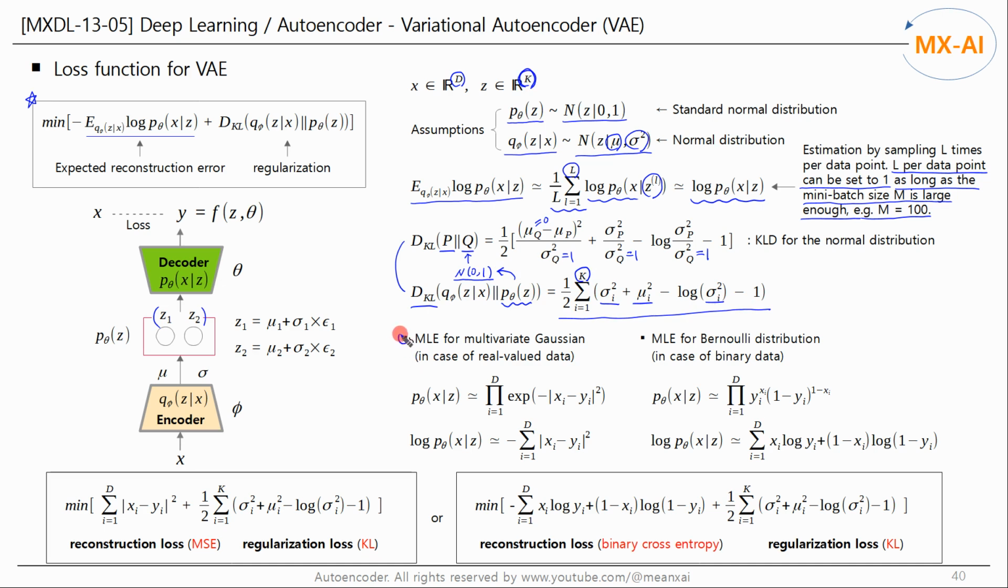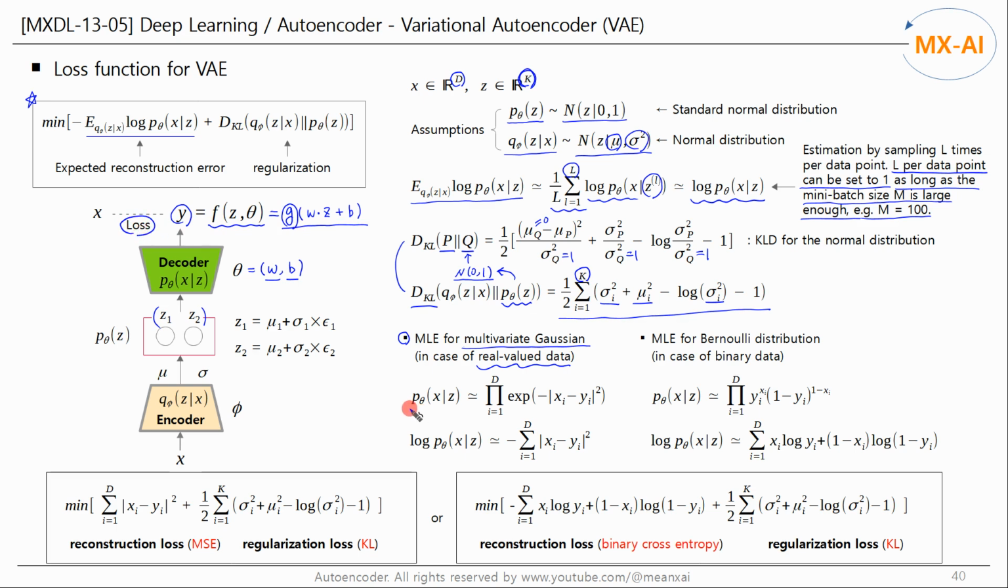Next, let's find the maximum likelihood estimator when the distribution of the input data x is Gaussian. That is, this is the case that the elements of data X are real values. The output of the decoder is Y, which is an estimate of X. Y is a function of Z and theta. If theta is W, B, Y is computed as follows. Here G is the activation function. Then the loss is calculated in terms of X and Y.